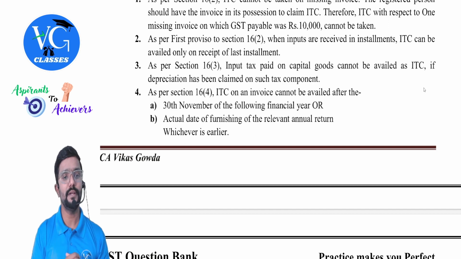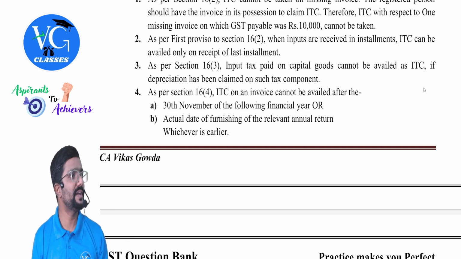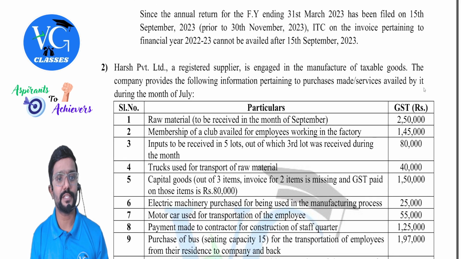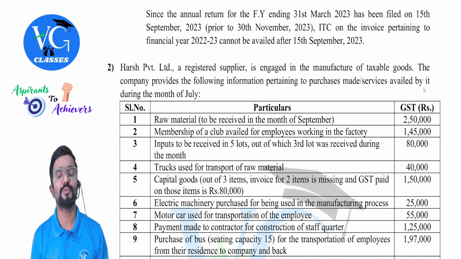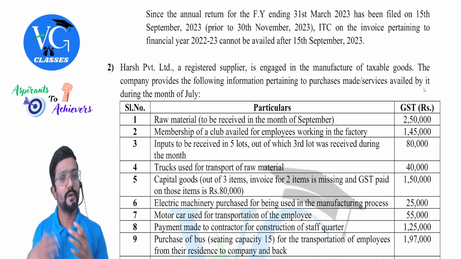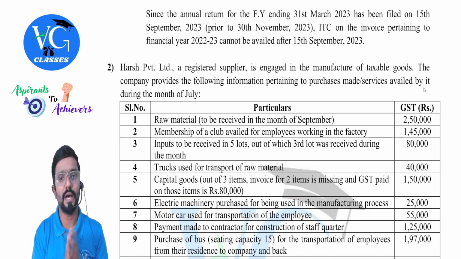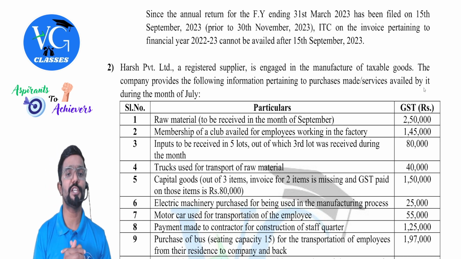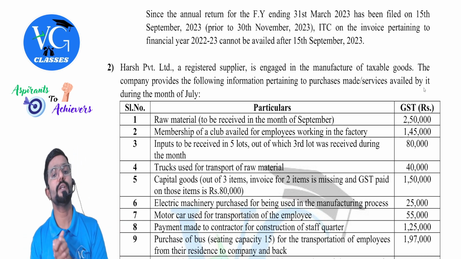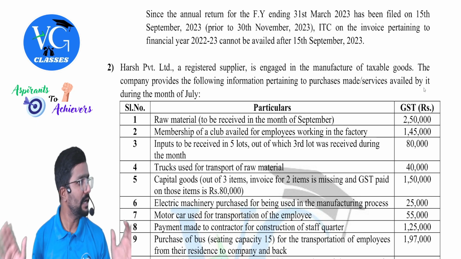Then the last one, this is important. As per section 16(4), which talks about the deadline, ITC on an invoice cannot be availed after 30th November of the following financial year or the actual date of furnishing the relevant annual return, whichever is earlier. So let us connect to the given case now. Since the annual return for the financial year ending 31st March 2023, that is financial year 22-23, has been filed on 15th September 2023, which is earlier than 30th November, because we need to take 15th September or 30th November, whichever is earlier, ITC on the invoice pertaining to the financial year 22-23 cannot be claimed after 15th September 2023. We are already in October. Deadline is over.